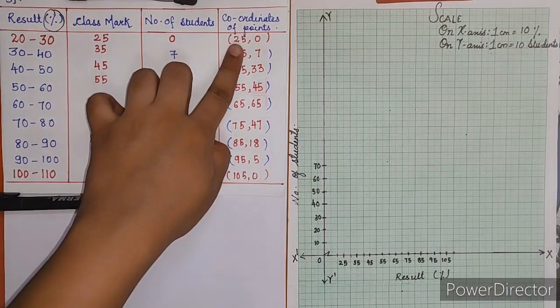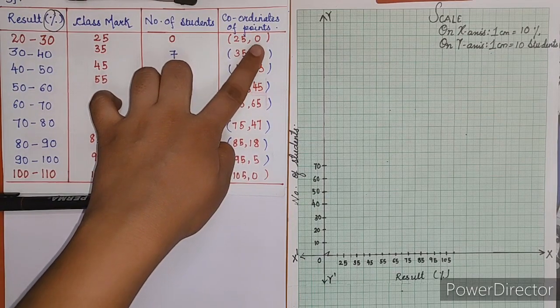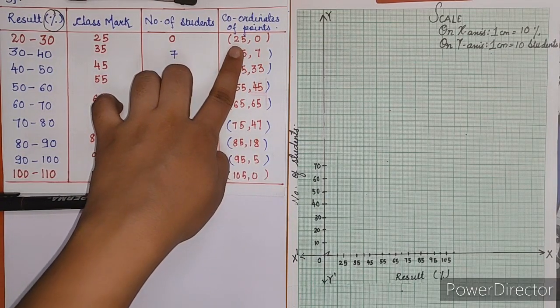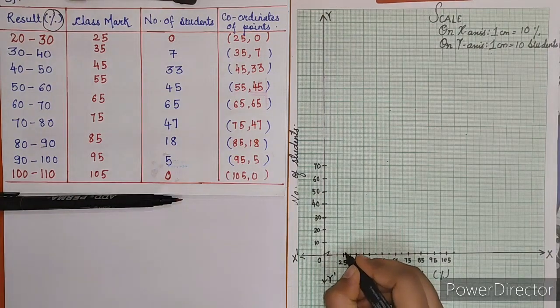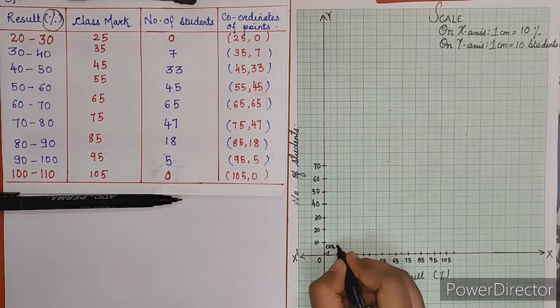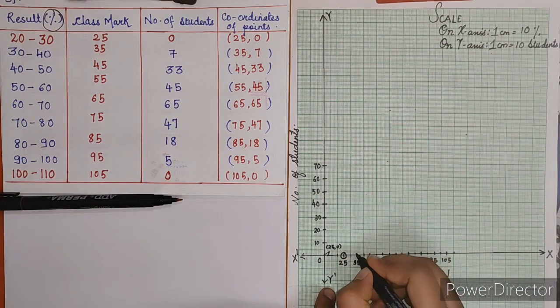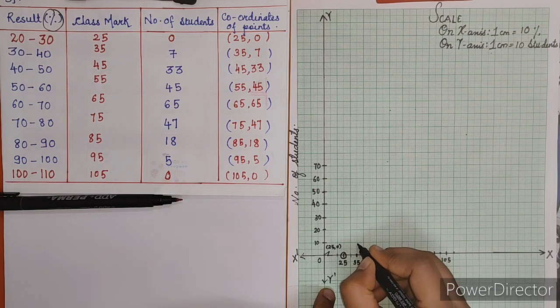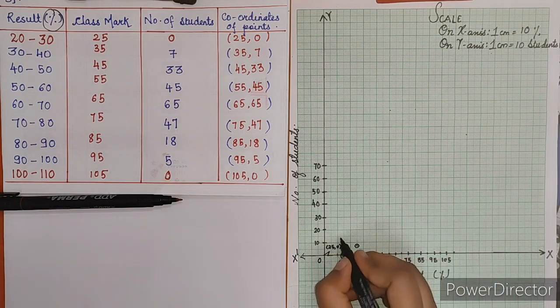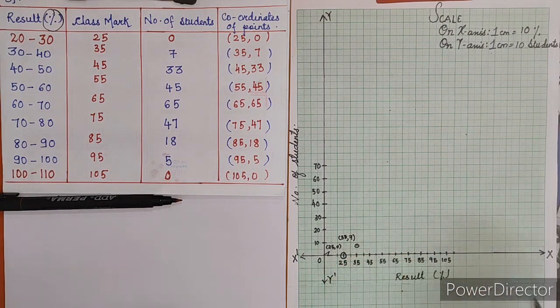Your first coordinate is 25, 0. 25 on x-axis and 0 on y-axis, which means the coordinate is on the x-axis. So this is 25, 0. We'll write the coordinate here. Your second coordinate is 35, 7. So the coordinate will come below 10: 5, 6, 7. Write the coordinate 35, 7.